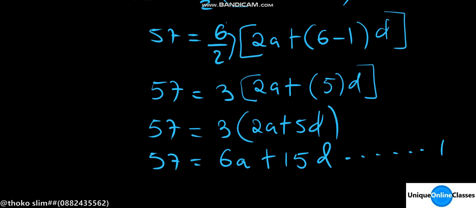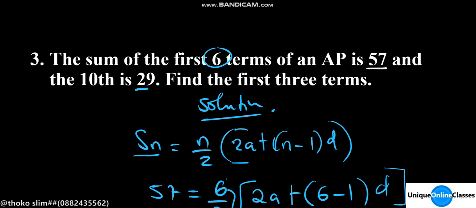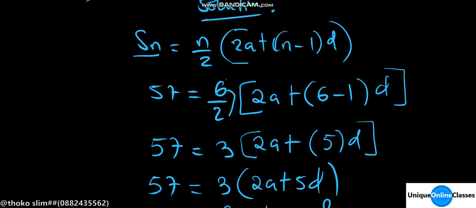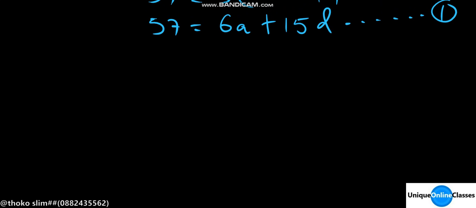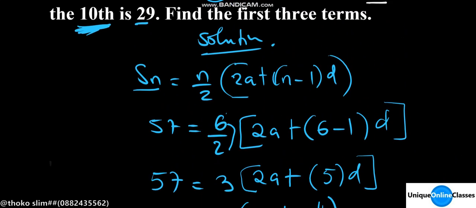Ndikuti tapanga formulate equation number 1. And amakamba zoti second term kuti ndi not second term but 10th term kuti ndi 29. So shortest formula from the previous video, for the 10th term, a plus 9d is equal to the 10th term. So the 10th term atipatsa kuti ndi 29.